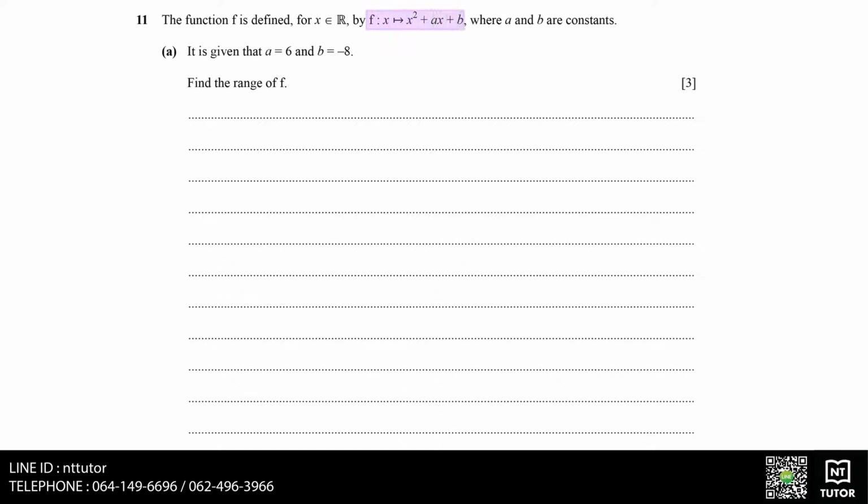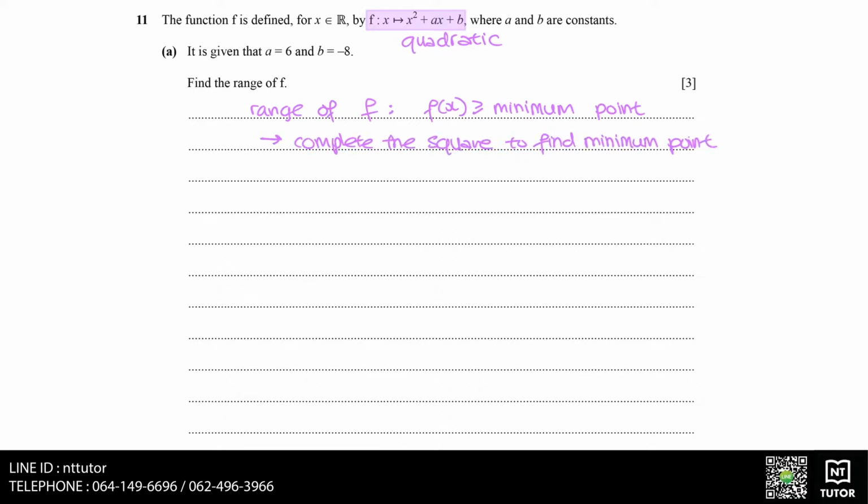Notice that the function x squared + ax + b is a quadratic. For a quadratic with a positive coefficient of x squared, we know that the range would be bigger than the minimum point of the quadratic. To find the minimum point, we must complete the square for the quadratic.